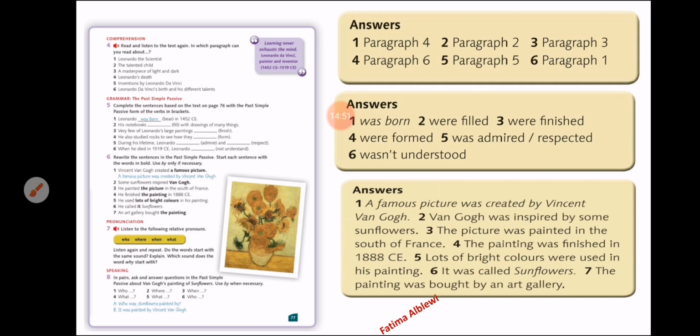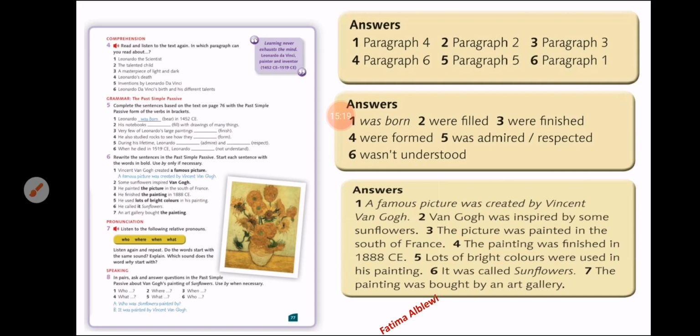It begins with paragraph number 3. Yes, it begins with line 19. Now, Leonardo's death is the last paragraph, which begins with line 36.